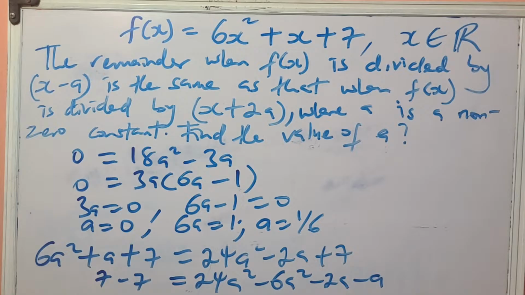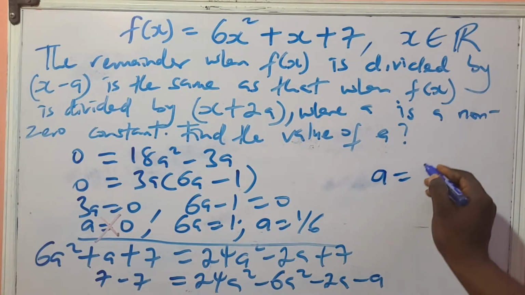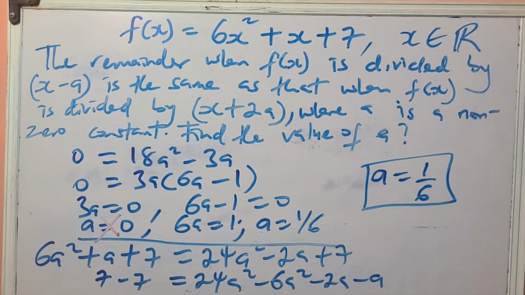Now, this is a very good place to read your question one more time. We were told that a is a non-zero constant. In this case, you must never include a being equals to 0, because we're already told that it's a non-zero constant. So a equals to 0 will not be used, and our final answer will be a equals to 1 over 6. How many of you were able to get this value, a being equals to 1 over 6?